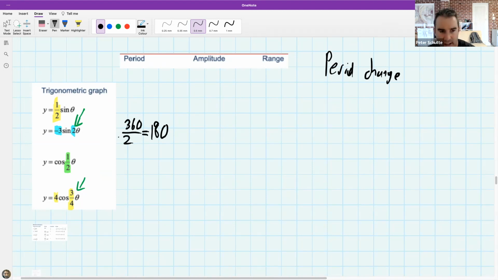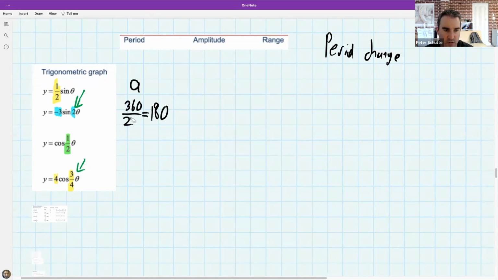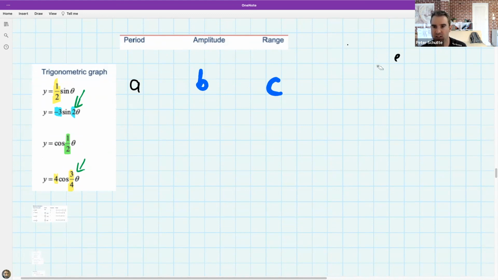Okay, let us do the first row. So I'll get rid of this for now. And I want to know, in the very first one, y equals a half sine theta, what A, B, and C are. Put your answers in the chat. Let's see what you get.